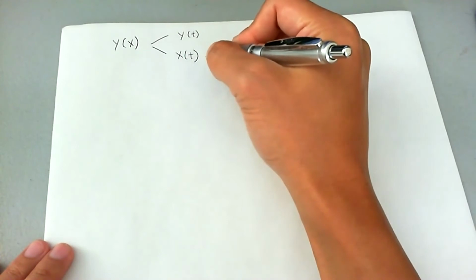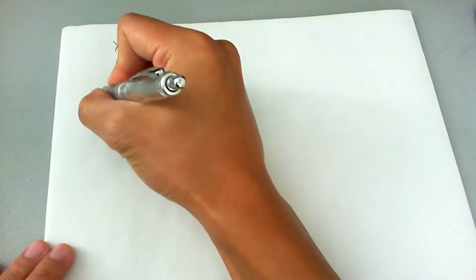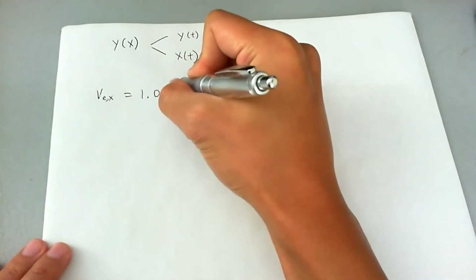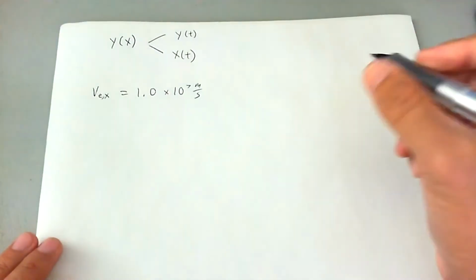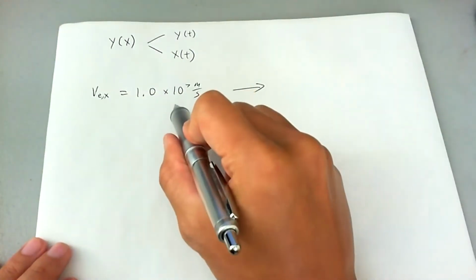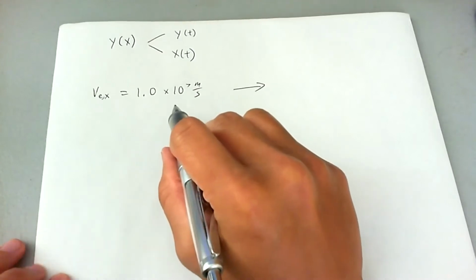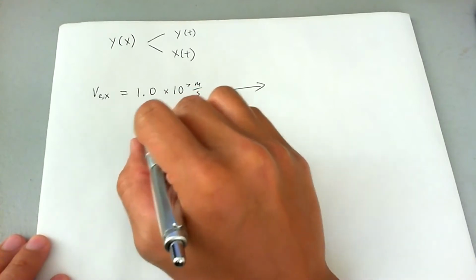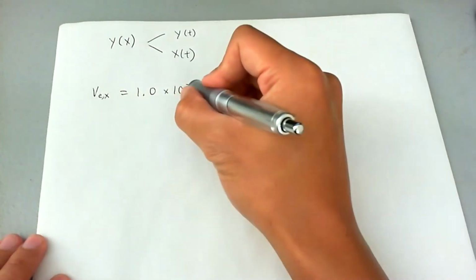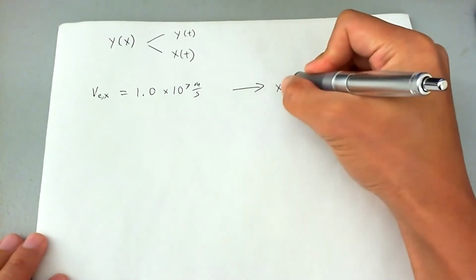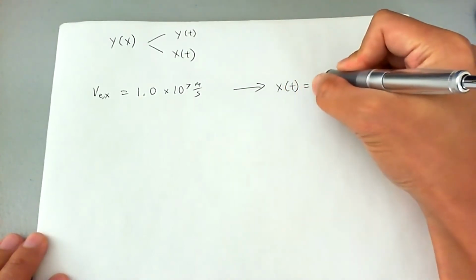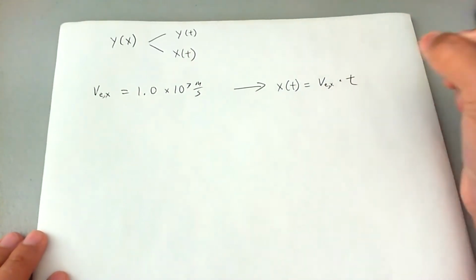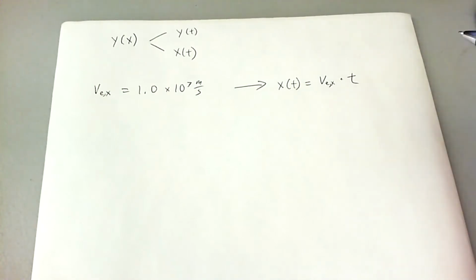I think we could find x of t given that the velocity of the electron in the x direction is given, and that's just going to be 1.0 times 10 to the 7th meters per second. You can go ahead and use a kinematic equation or just the definition of kinematic quantities to find that with a velocity that's constant in the x direction, you can find the position. The position of the electron with respect to time is just going to be the velocity of the electron in the x direction times time. So this is the equation.